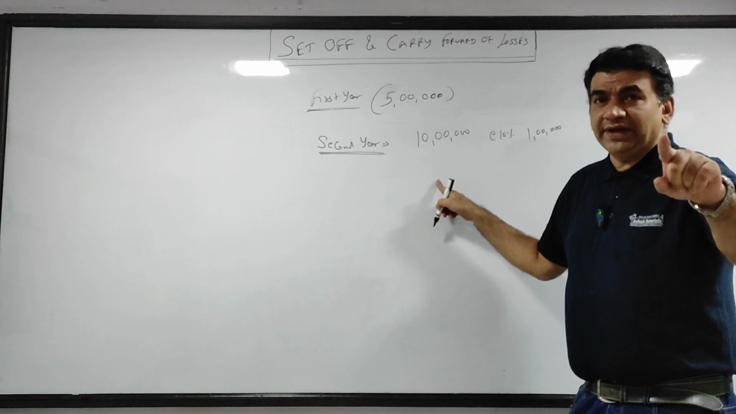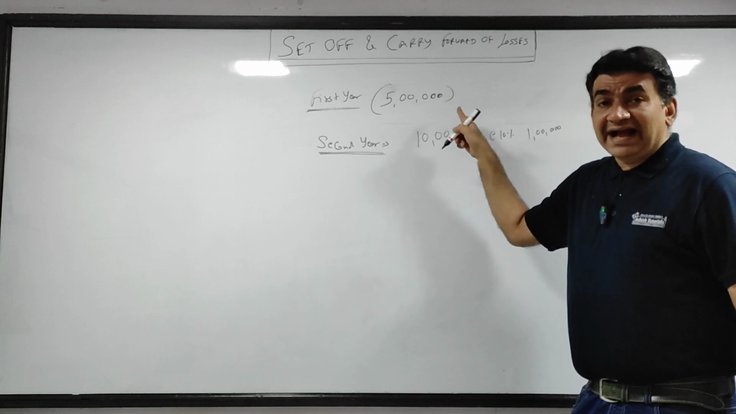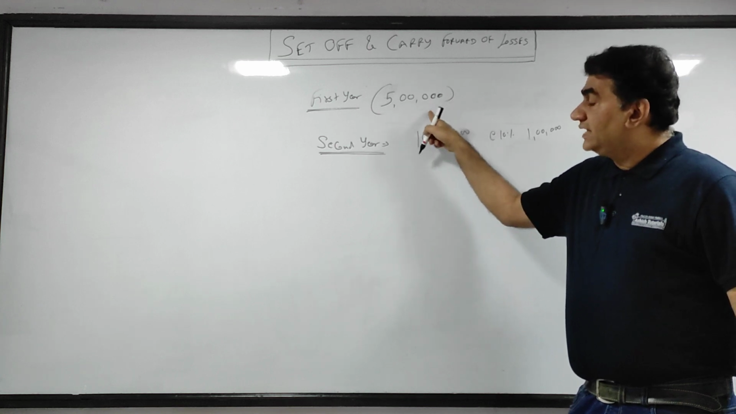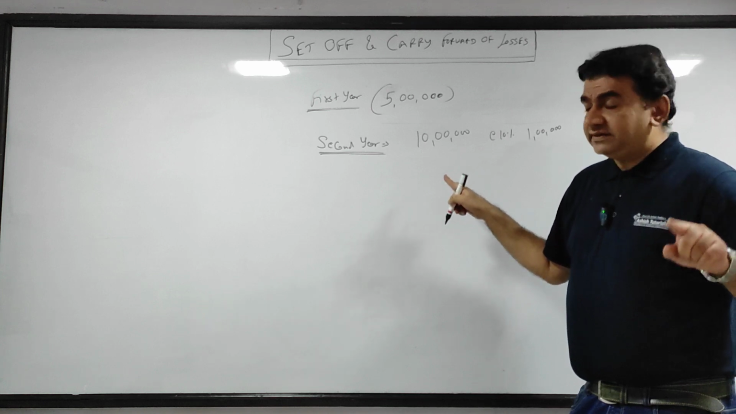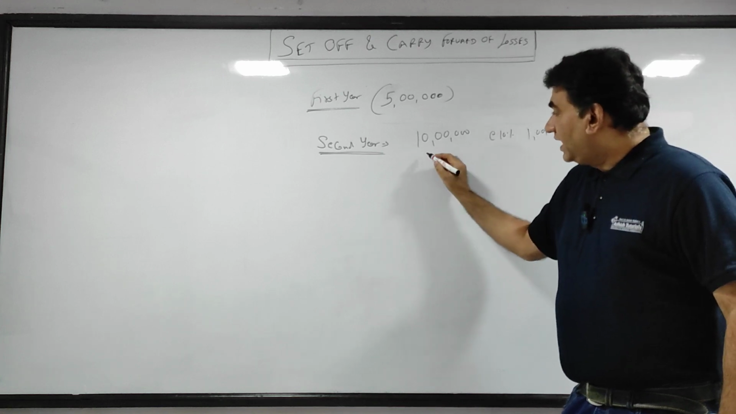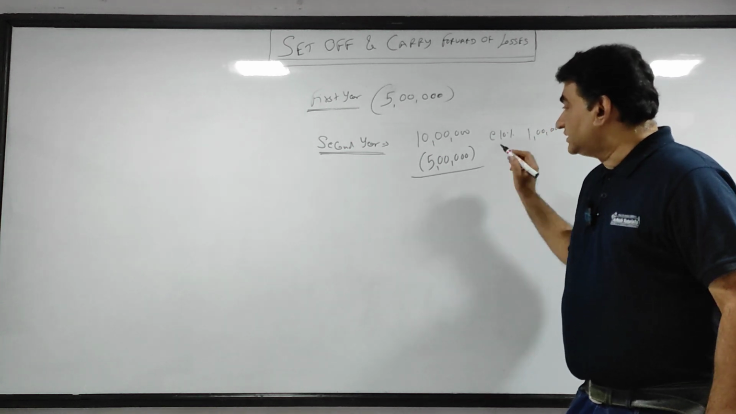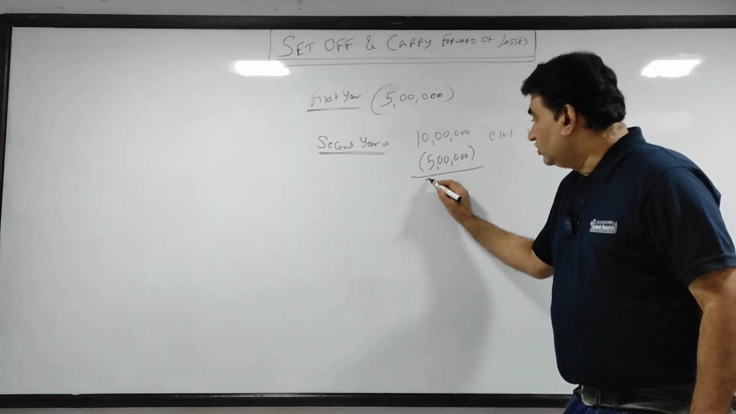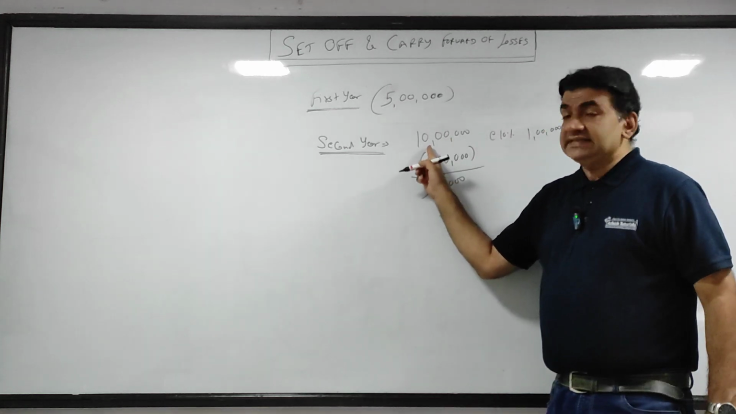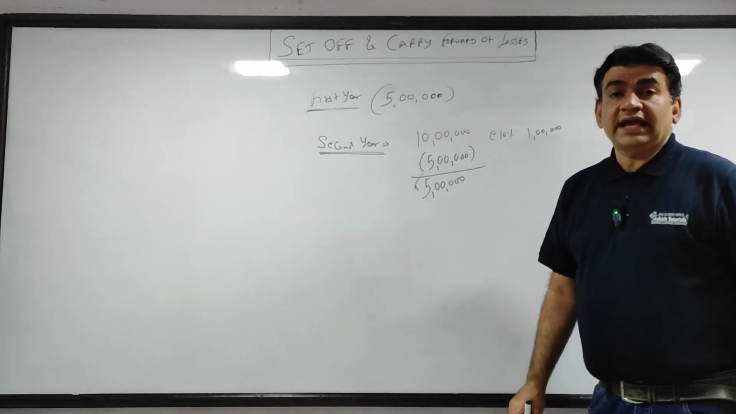Now, what you can do? If I have a loss in the first year, I can set it off against the income. So what will happen? My second year mein there is a profit of 10 lakh. I will adjust this loss of 5 lakh. So now what happens? After adjusting loss of 5 lakh rupees against the income of 10, now my taxable income is 5 lakh.